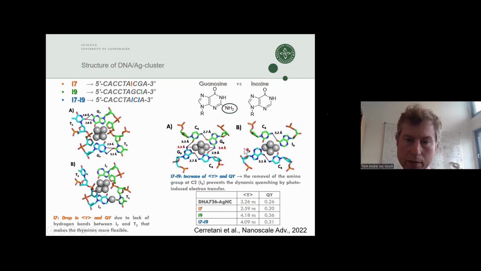While removing it in position 9 here actually improved the quantum yield and also made the fluorescence lifetime longer. So it just shows you that even some minor modifications can fine-tune the photophysical properties.